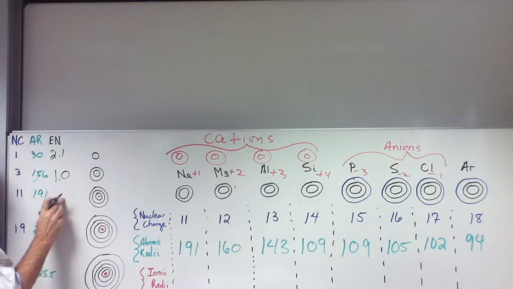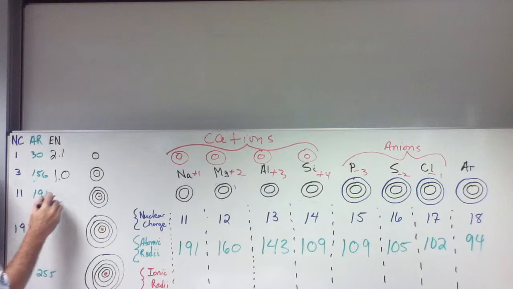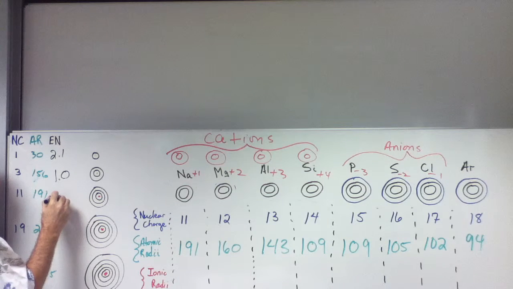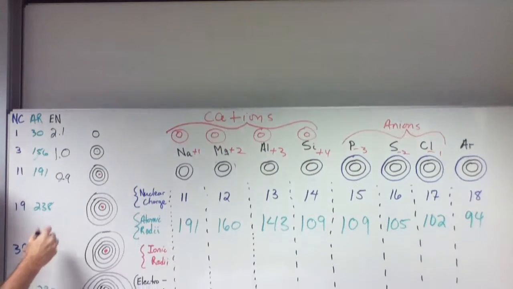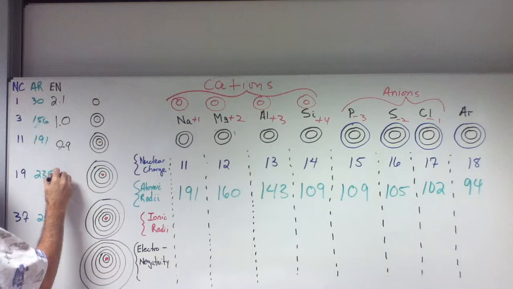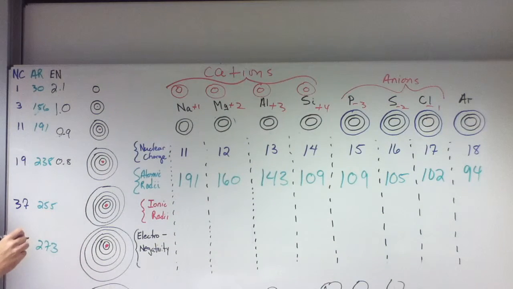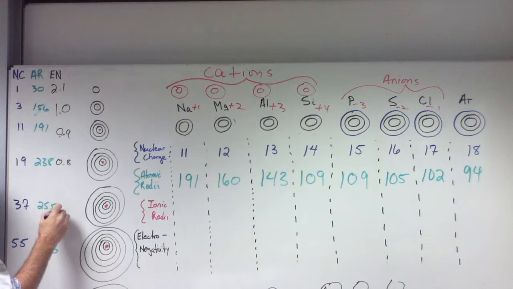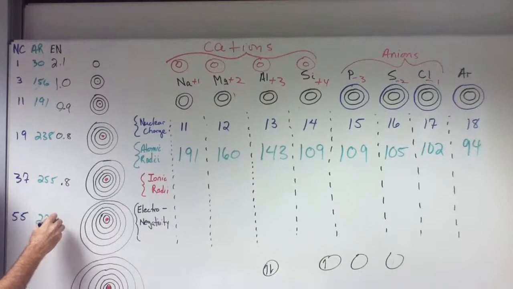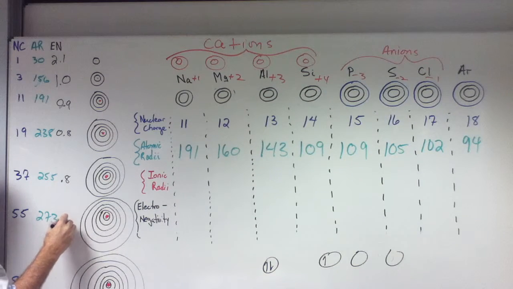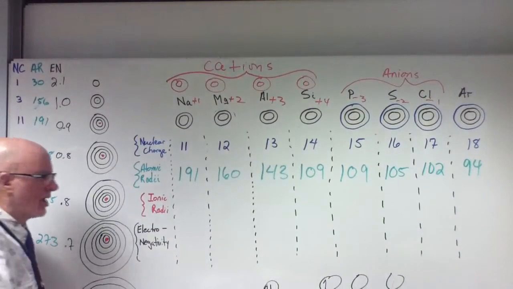Okay, Antoine, are you with me? Yes. What do you got? 0.9. What about potassium? 0.8. Rubidium, 0.8 as well. And cesium, 0.7. And francium's not there, is it? No. Okay, good.